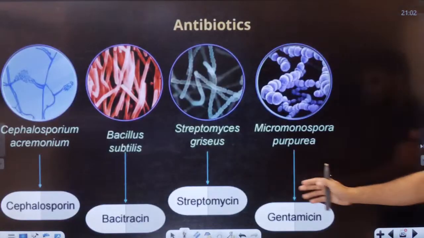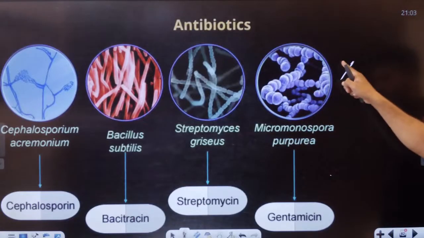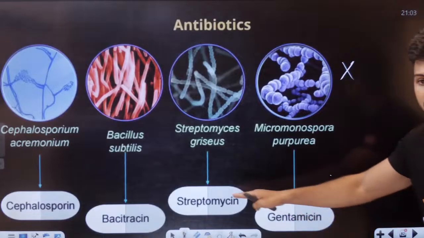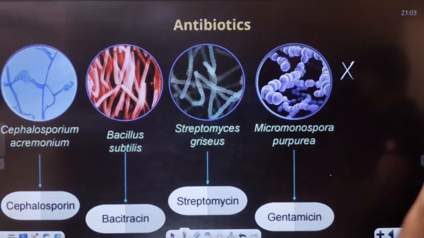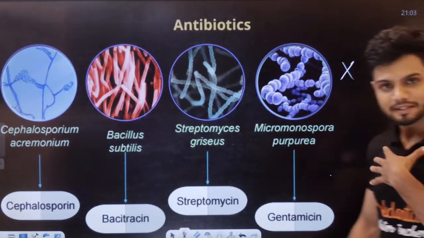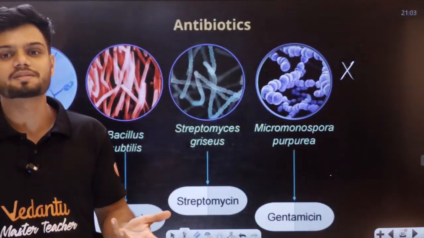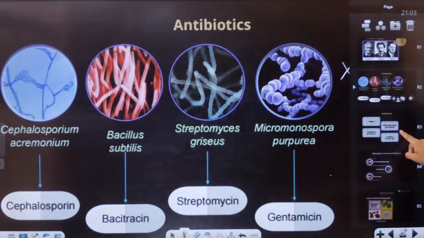There are different types of antibiotics. You can see, students, different organisms are there. It is not given in NCERT. There is gentamicin, streptomycin. Students, these two are celebrities of antibiotics. All of you might have heard about them. I have taken streptomycin so many times. I have taken gentamicin so many times. These are celebrities here.